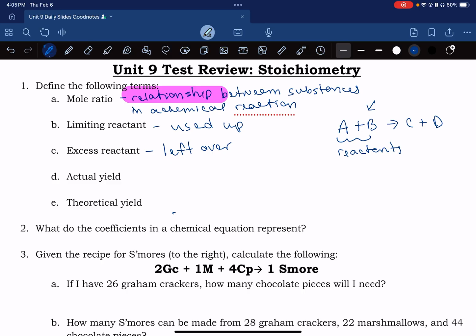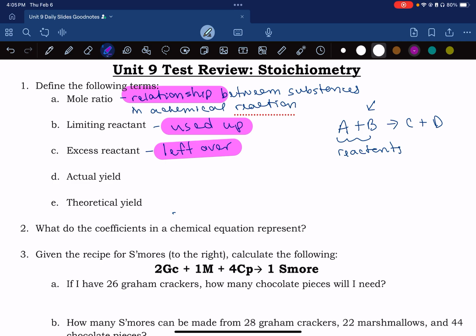So just remember that the limiting reactant is the one that gets used up in the reaction, and that the excess are ones that are left over. Sometimes you might just have one excess reactant. Sometimes you might have multiple excess reactants. But those are the things that you need to remember.